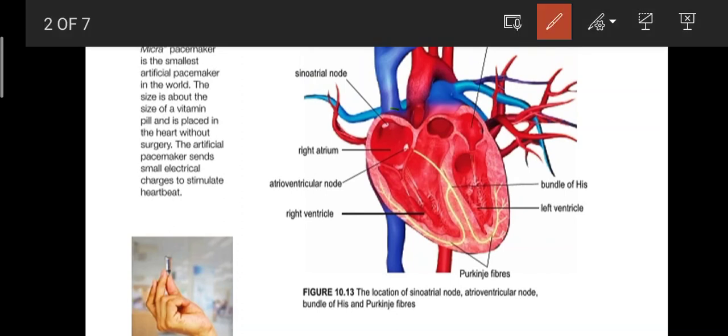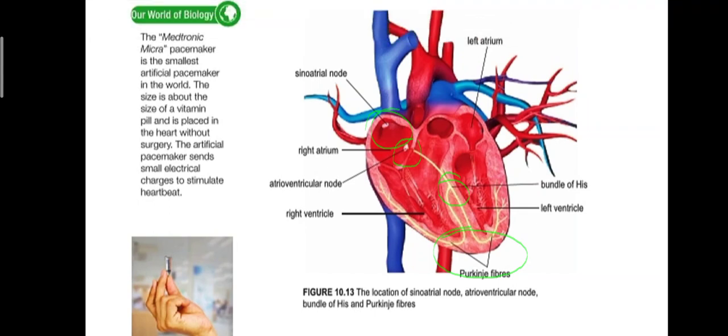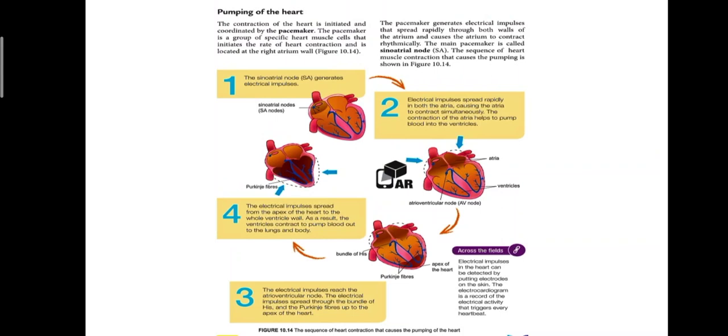So di sini adalah sinoatrial node. Kemudian di sini kita ada atrioventricular node. Ini bundle of His. Purkinje fibers di sini. So, kena tahu kedudukan dia sebelum kita go into detail. Alright. So, pumping of the heart.